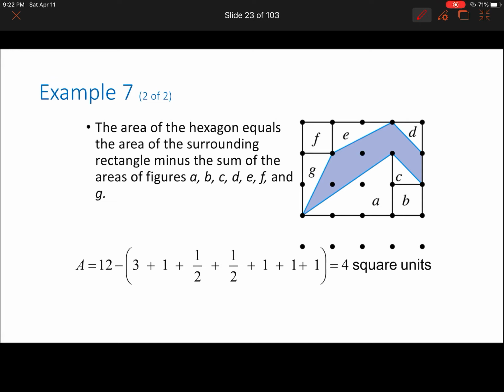And so you had the 12 minus the 3, which was this piece. Part B was 1, C was a half, D was a half, E was 1, F was 1, G was 1. And so when you subtract all that, again, we get 4 square units. If you have any questions about that one, let me know. Again, we haven't really gotten into the formula part of this yet, but that is how we could go about finding this area using that rectangle method.